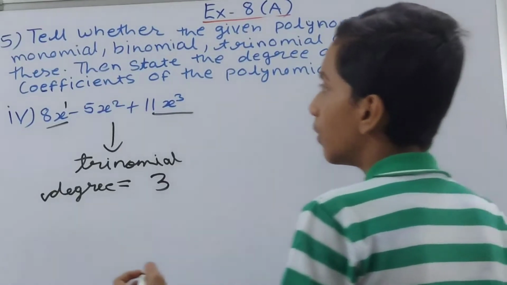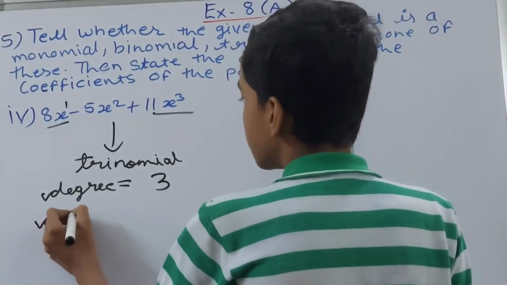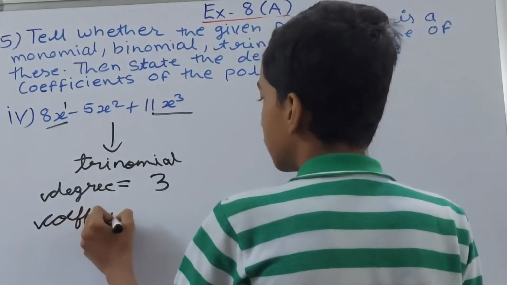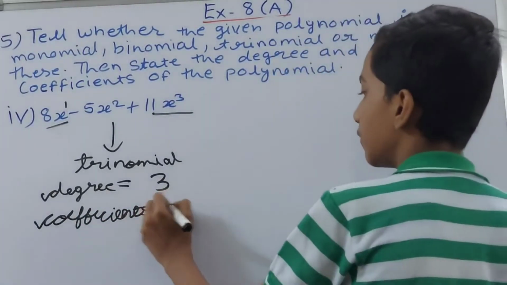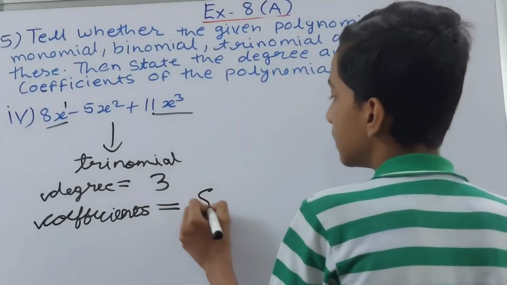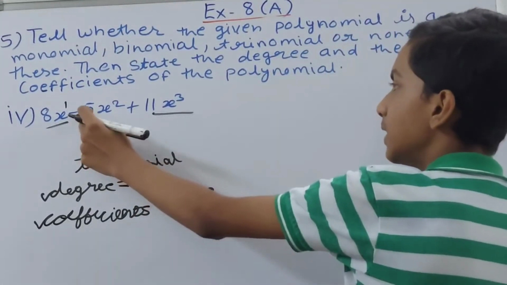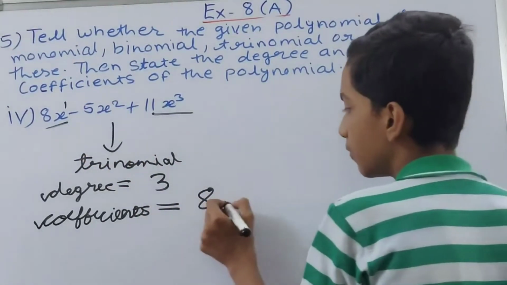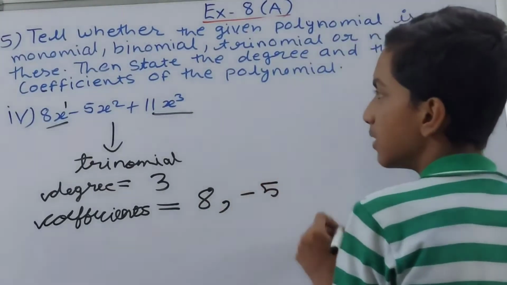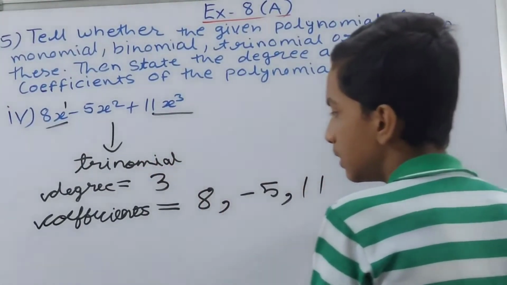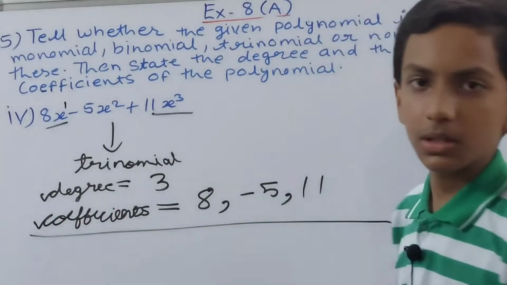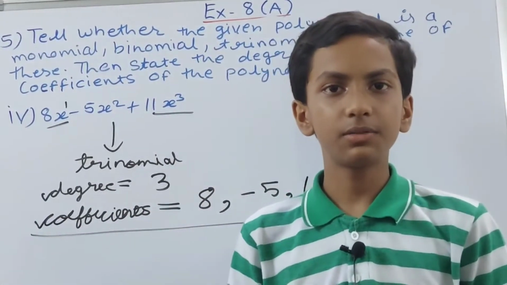Now moving on, so we write the coefficients now. For the coefficients, first of all we have this 8, then again this minus with 5, so don't forget to write this down, minus 5, then 11 here. Alright, so these are all the 3 coefficients. Let's move on to the next part.